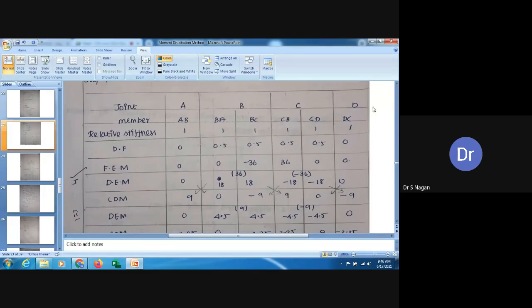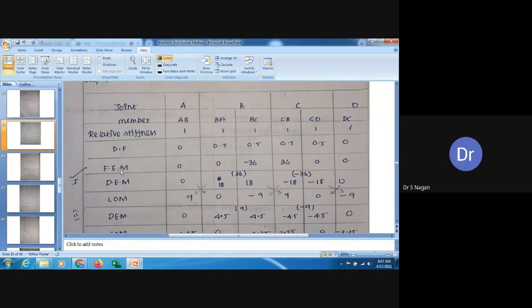Now come to joint D. At joint D, the unbalanced moment is minus 9. So the balancing moment should be plus 9 multiplied by the factor 0. So these two comprise the second iteration. There is no need to draw a line in between COM and DEM. Similarly, there is no need to draw a line between FEM and DEM.